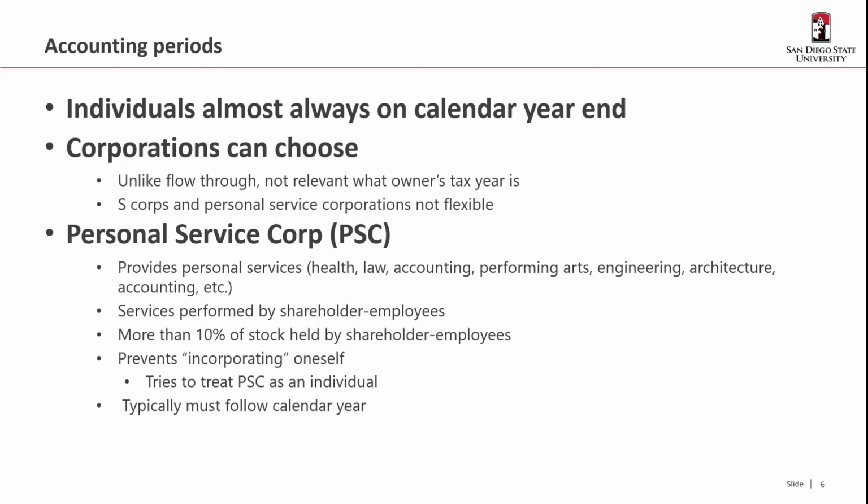And of course, more than 10% of the stock needs to be held by those shareholder employees. And the idea is this prevents you from incorporating yourself. So it's an attempt, if you will, to try to treat a personal service corporation as an individual. And as a result, they typically must follow the calendar year. And you'll hear, especially now that rates are lower, professional athletes have a long history of trying to incorporate themselves in an effort to try to shelter some of their income and not have it flow through to them.